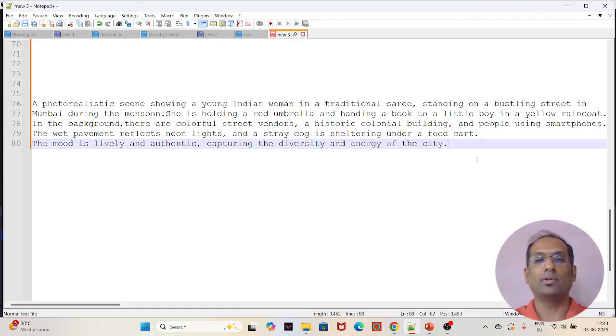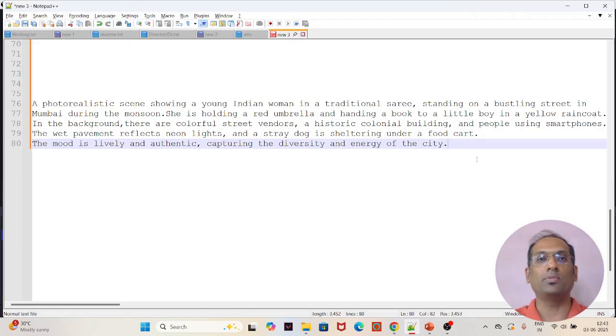So if you look at the prompt, it is pretty complex in terms of the description of the overall scene. There are three subjects involved here: a woman, a boy, and a dog. Look at the actions. The woman is handing over the book to the boy who is there in a yellow raincoat. The dog is sitting under a food cart. There is monsoon season. A lot of street lights are there with neon lights reflecting on the pavement. The mood is lively, authentic. Some people are using the smartphones.